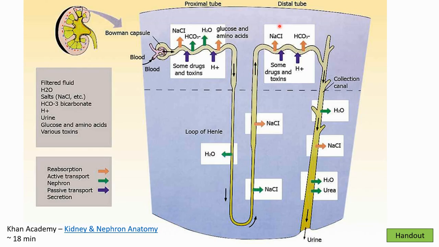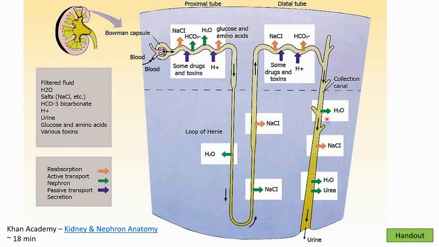And then from there, we get into the distal convoluted tubule, and you're going to have some more sodium leaving, some more bicarbonate leaving, and then you're still going to have some drugs and toxins entering in and some hydrogen ions entering in. Now, when you get over here to the collecting duct, take a look at what's leaving. Water is leaving.